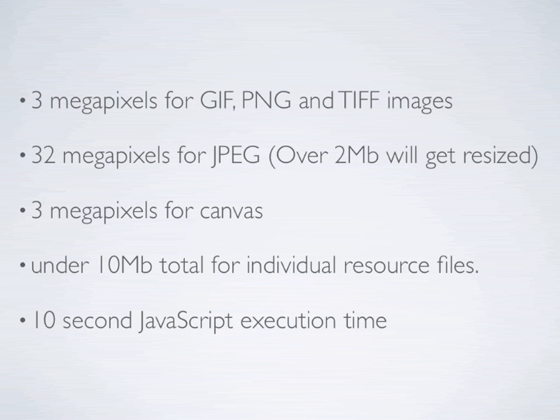So what are we up against? Well, on iOS, the biggest GIF, PNG or TIFF image you can load is 3 megapixels. You can load a 32 megapixel JPEG, but it's going to be shrunk down to less than 2 megapixels. The grand total for all the resources on the page needs to be less than 10 megabytes. Oh, and your JavaScript needs to finish executing in less than 10 seconds. There isn't really a set of hard and fast rules for Android phones, as it changes between versions and between hardware platforms, but those are a pretty good benchmark.